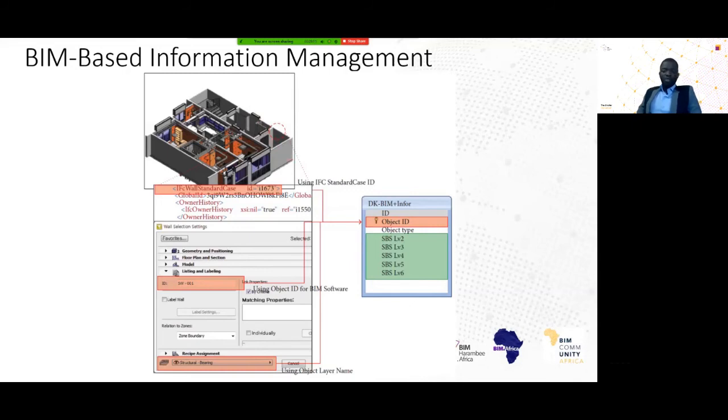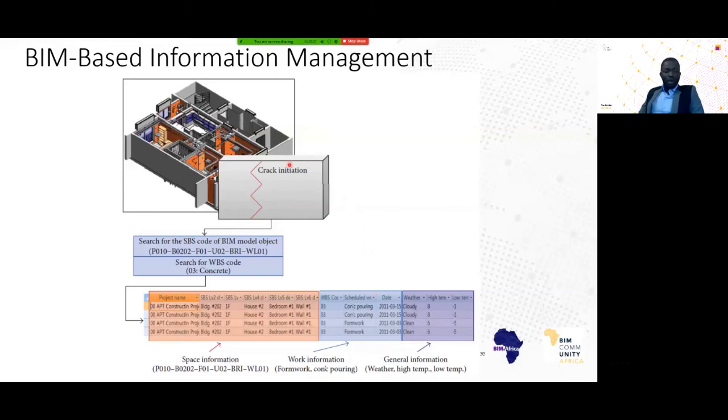And then the information breakdown structure and the work breakdown structure of the wall will give us the necessary details, as shown in the next slide here. So, okay, we'll see here if there's a crack on the wall. This would initiate a search on the database. So here we're searching for the space breakdown structure code of that particular wall model.